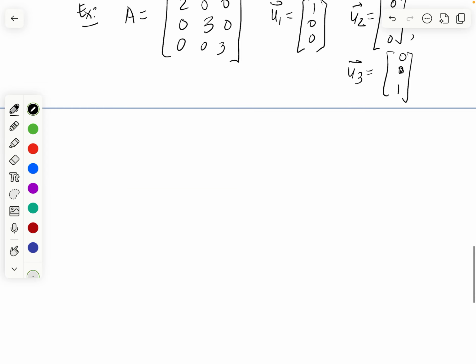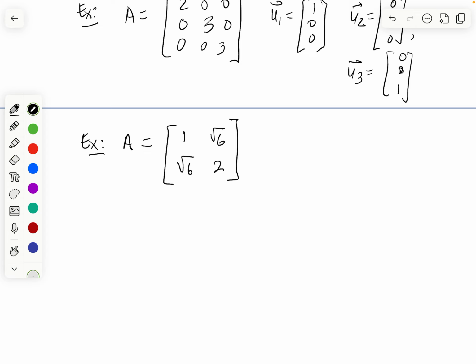All right, let's do a more complicated example where you actually have to do a lot more computations. So let's say that A is this matrix. And I'm going to use this matrix in a future video, so I want to do the computation out here. So this is a symmetric matrix, right? Because when you take the transpose, you get itself.